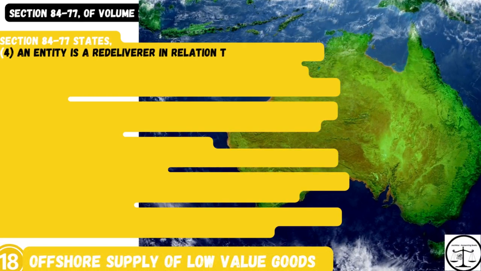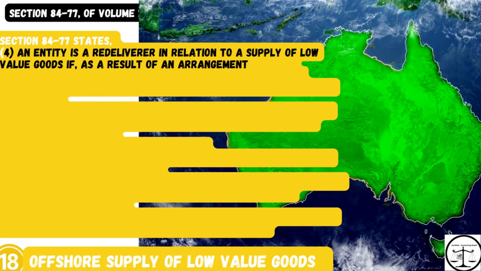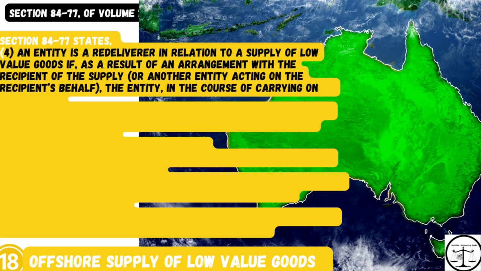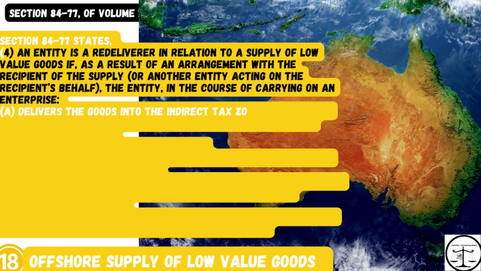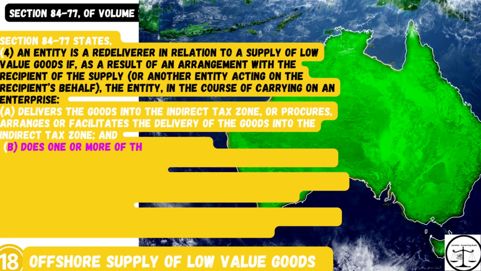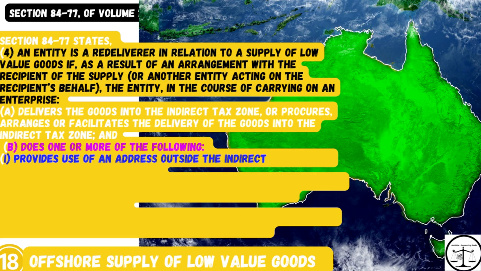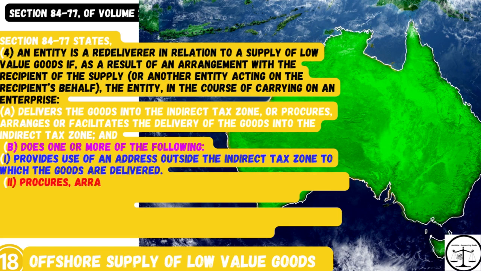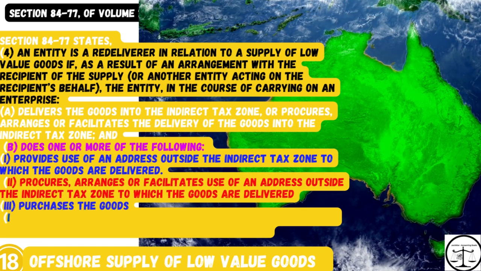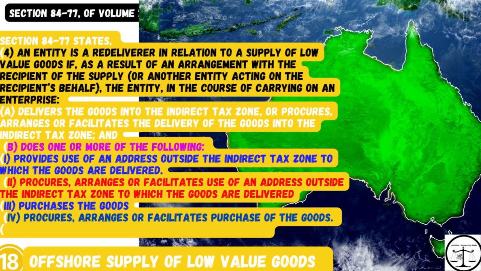4. An entity is a redeliverer in relation to a supply of low-value goods if, as a result of an arrangement with the recipient of the supply, or another entity acting on the recipient's behalf, the entity, in the course of carrying on an enterprise, A. Delivers the goods into the indirect tax zone, or procures, arranges or facilitates the delivery of the goods into the indirect tax zone, and B.